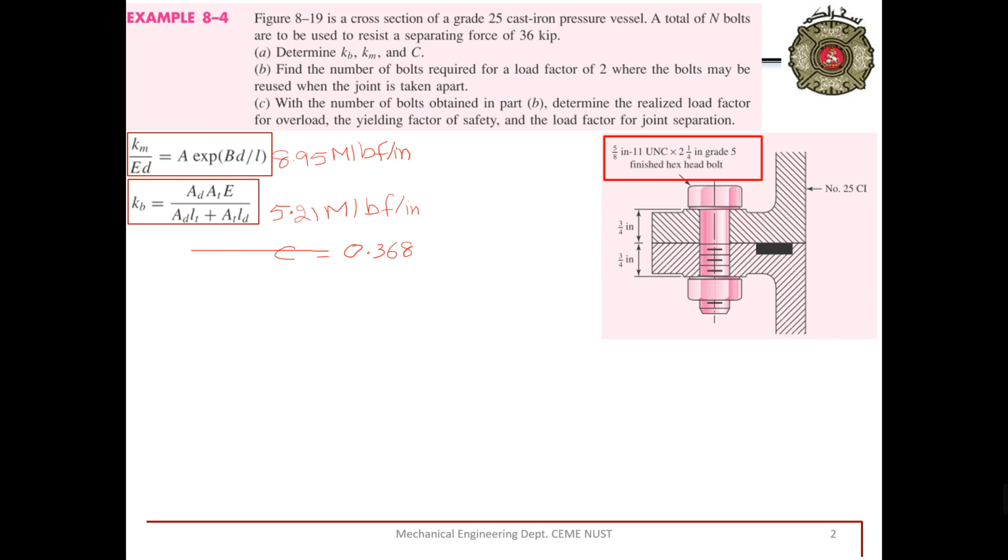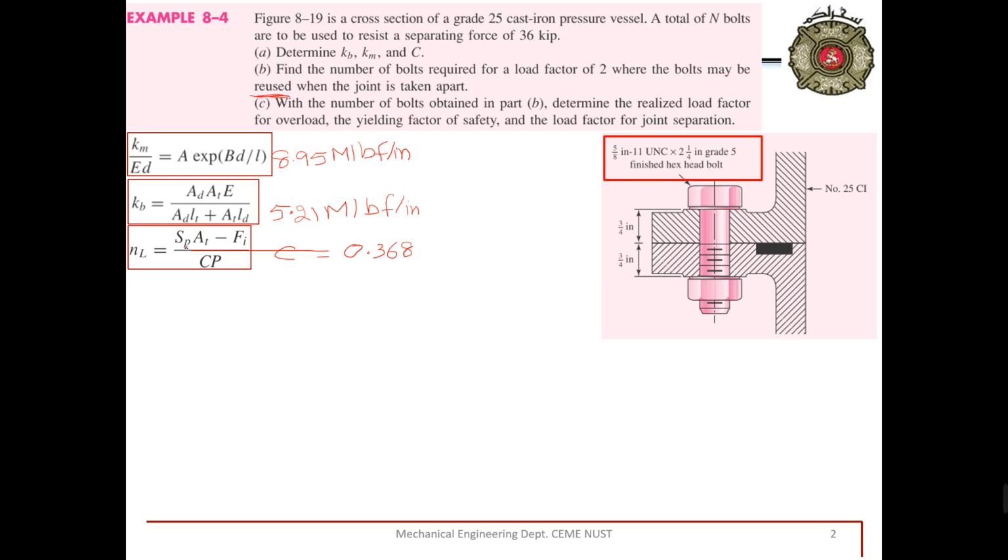So I have just cleared my mess. The values of Km, Kb and C are written here. In the second part, they have asked us to find the number of bolts required for a load factor of 2, where the bolt may be reused when the joint is taken apart. So what is the hint here? Bolts can be reused. For the overloading factor of safety, nL is equal to (Sp At minus Fi) divided by C P.